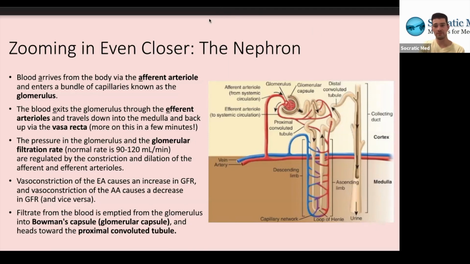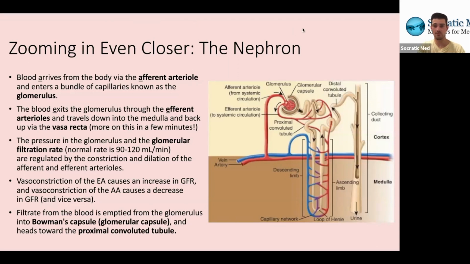There's a lot of information on this slide. Does anybody have any questions about it? Specifically about pressure in the glomerulus and how pressure affects the GFR. Okay. Because we're going to continue a little bit with the nephron on the next slide. So if you guys are okay with this, then we'll move on.